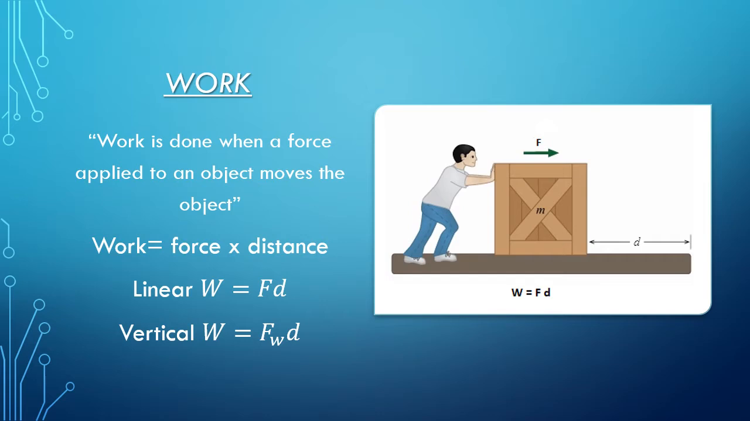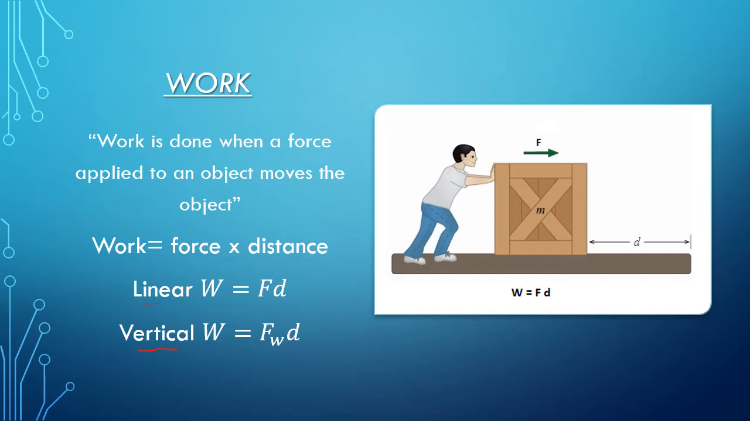So when we calculate work, we're going to look at two different types. We're going to look at linear, shown in the example picture, where a person is pushing a crate across a certain distance. We're also going to look at vertical work, and this will be picking something up. If you are picking up a box and setting it on a table, picking up grocery bags and setting them on the counter, this would be vertical work. You are lifting something up.